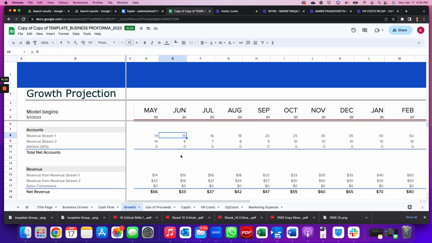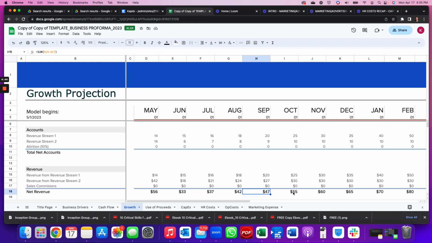We have units times the per unit price, which gives us our total. 15 units times $1 per unit gives us $15. 6 units times $3 per unit gives us 18. And then here, net revenue, that's our sum of D15 plus the next line, which gives us these numbers down here.